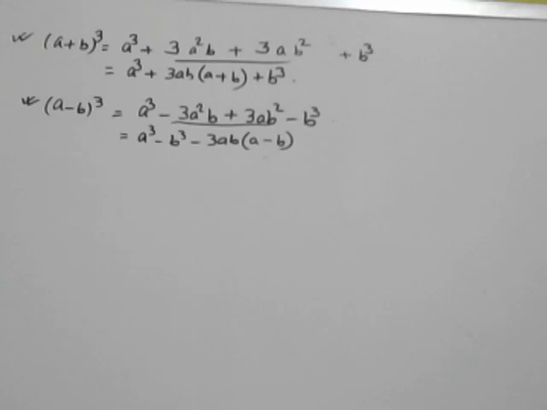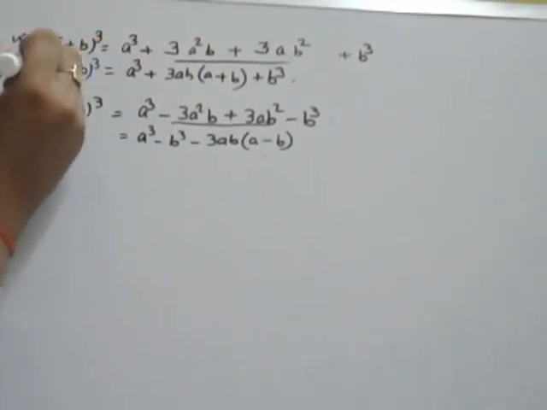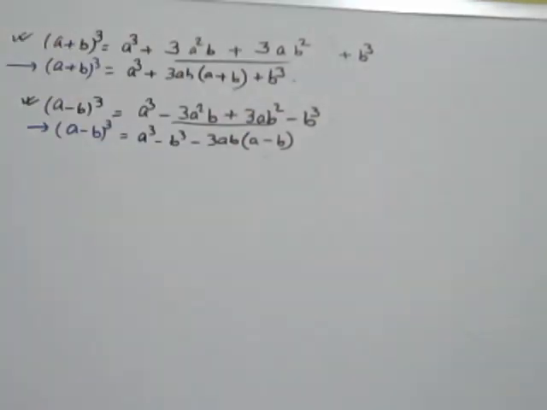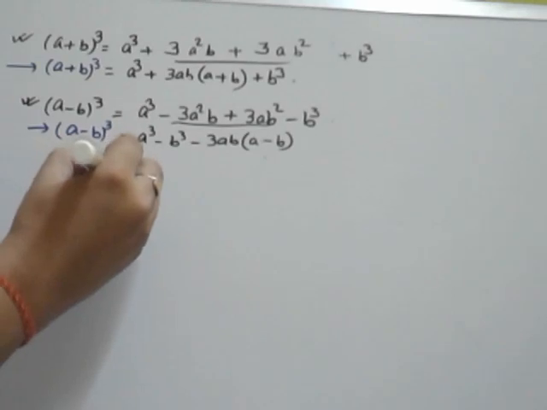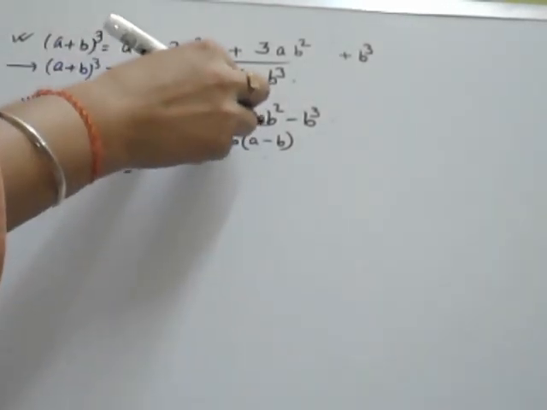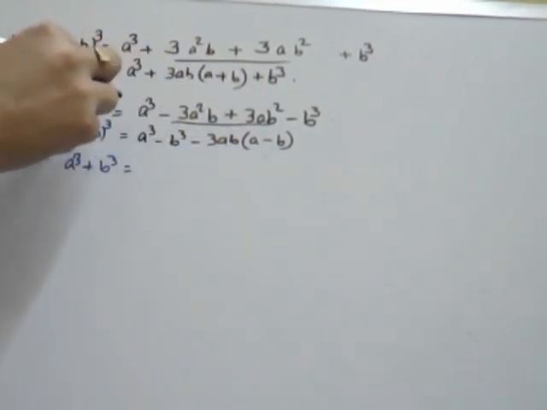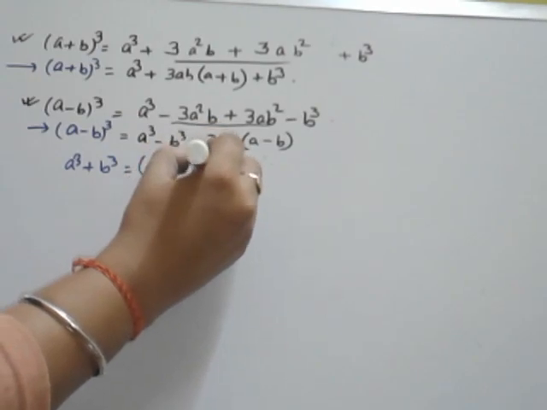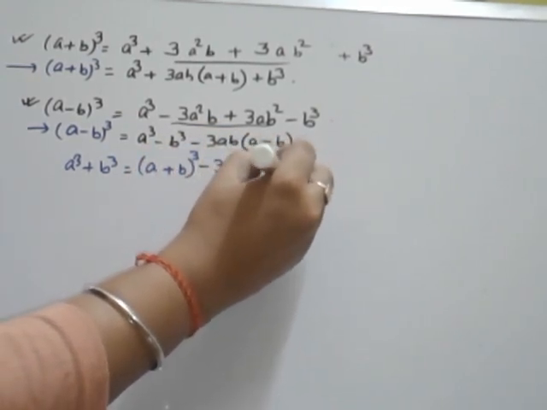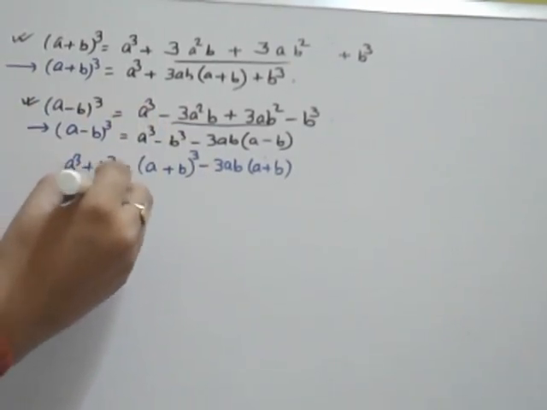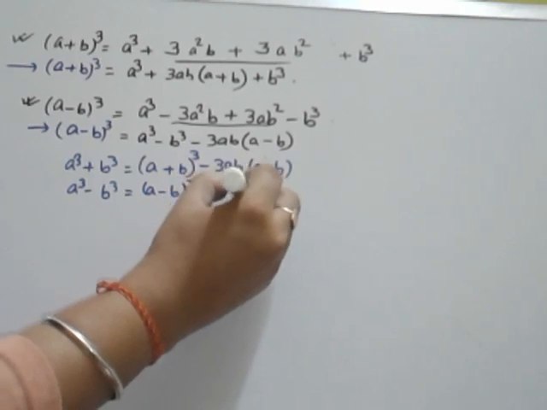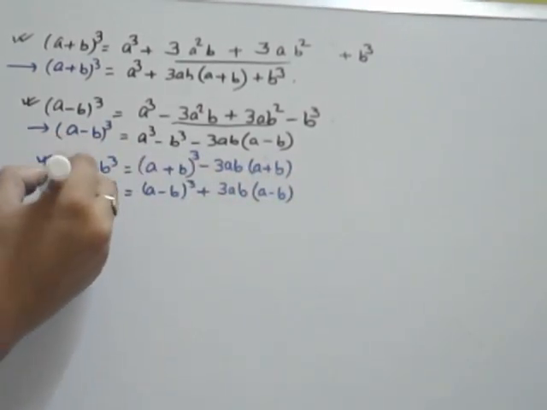So now from these two formulas, if we find the a cube plus b cube value, what is the value of a cube plus b cube? That means here plus 3ab into (a + b), this term, if you transpose it, here plus, if you change the side, then it becomes minus. That means (a + b) whole cube minus 3ab into (a + b). And from this, a cube minus b cube is (a - b) whole cube plus 3ab into (a - b). So these are the two formulas.